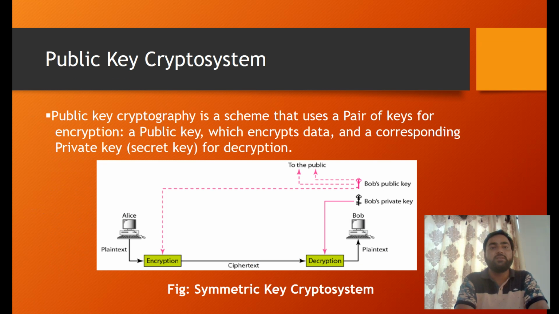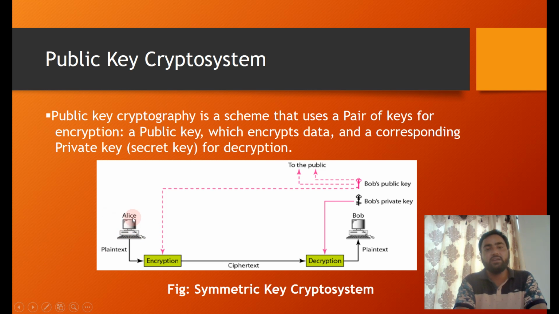Then the second one is the public key cryptosystem or asymmetric key cryptosystem. It uses a pair of keys, as we have already said. One is the public key, which is used for encryption of the data, and then the corresponding private key or secret key is used at the receiving end for decryption of data from ciphertext to the plain text.